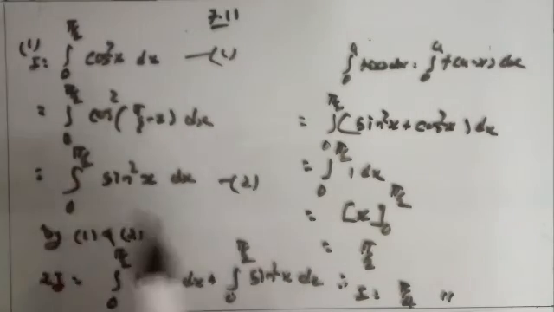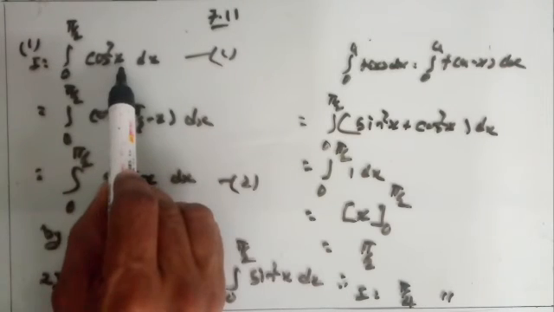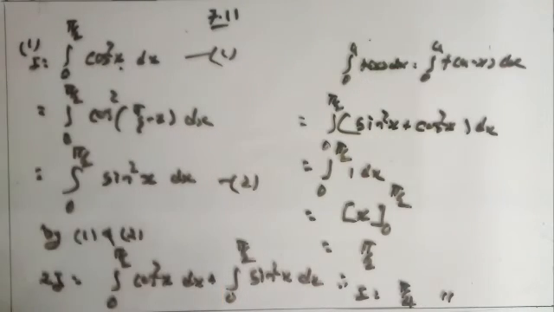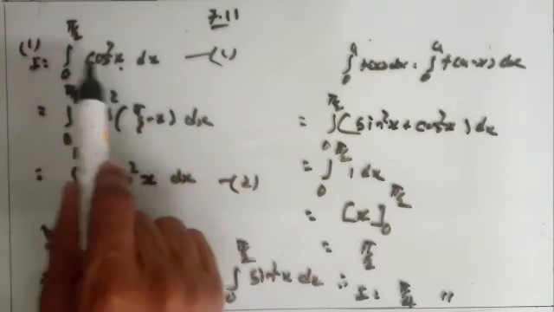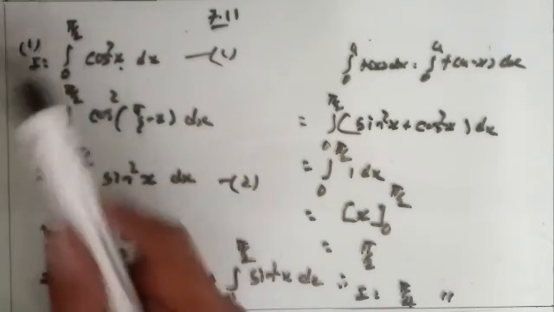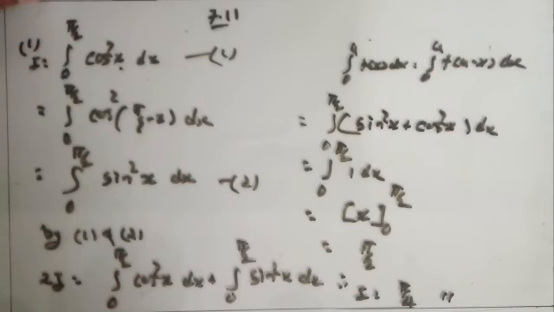You know that cos square x can also be changed into cos form, that is, remove this square: 1 minus cos 2x upon 2, and apply integration. You also get the same answer. Now next question.